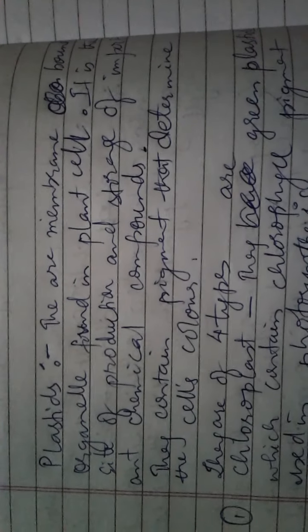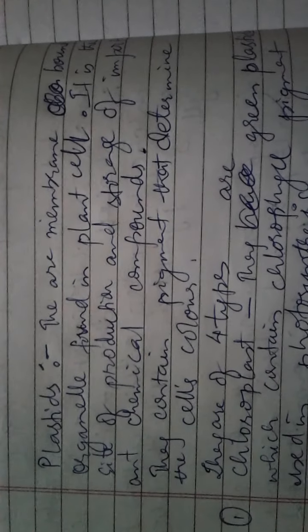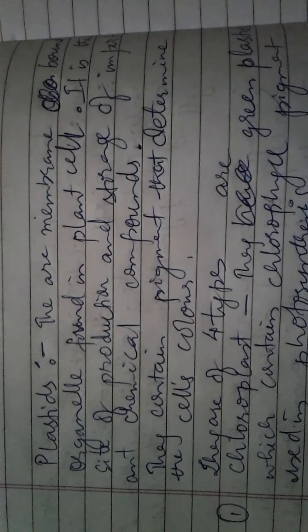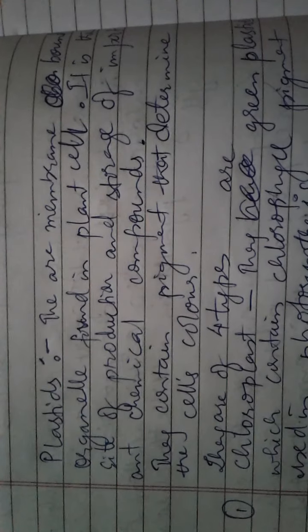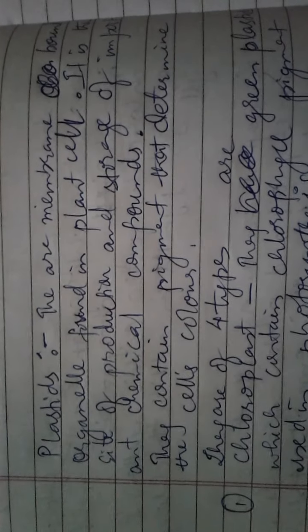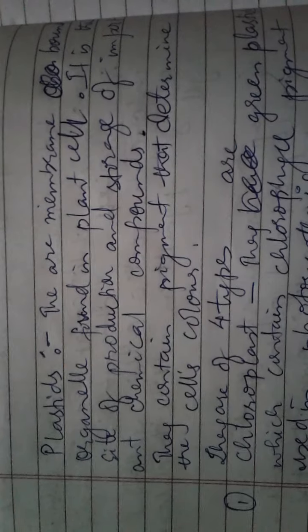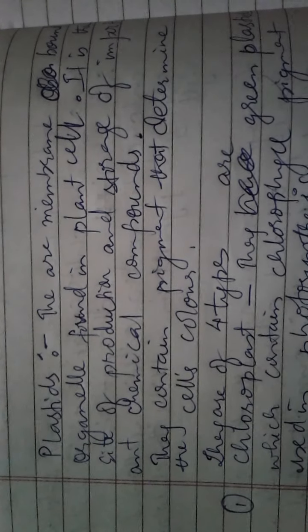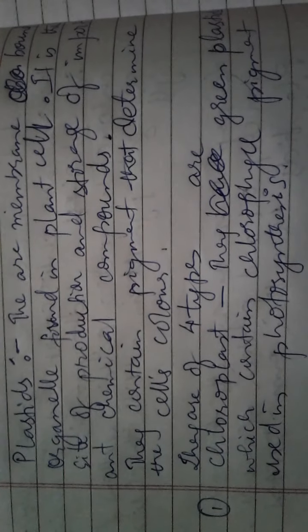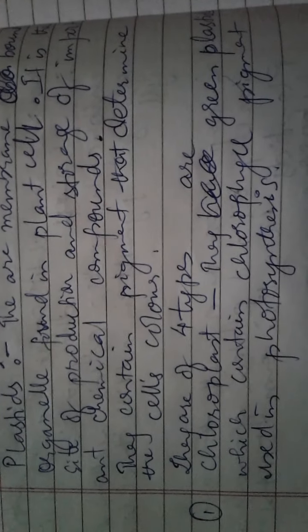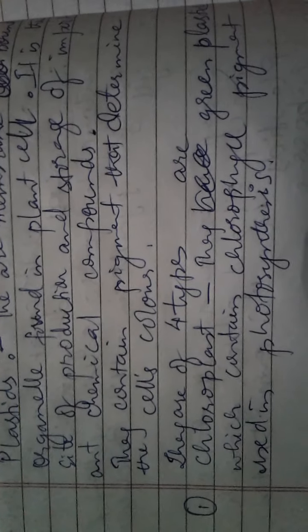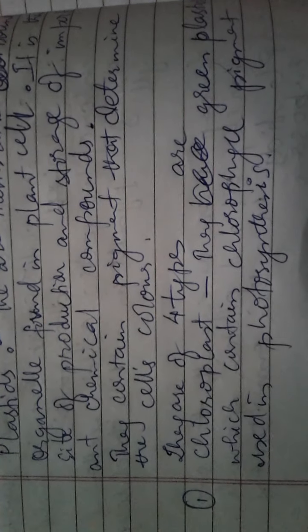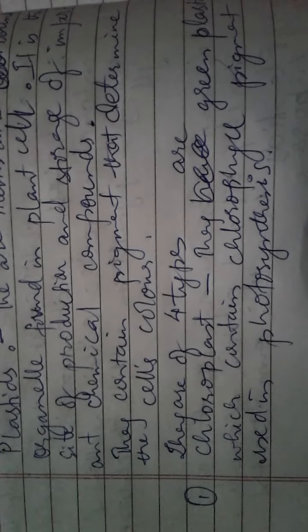The next topic that I have is plastids. Plastids are membrane-bound organelles. These are found only in plant cells, and they are the site for production and storage of chemical compounds. Plastids also contain pigments that help in determining the cell color. There are 4 types of plastids: chloroplast, chromoplast, leucoplast and gerontoplast. But we are going to concentrate mainly on the 3 types: chloroplast, chromoplast and leucoplast.